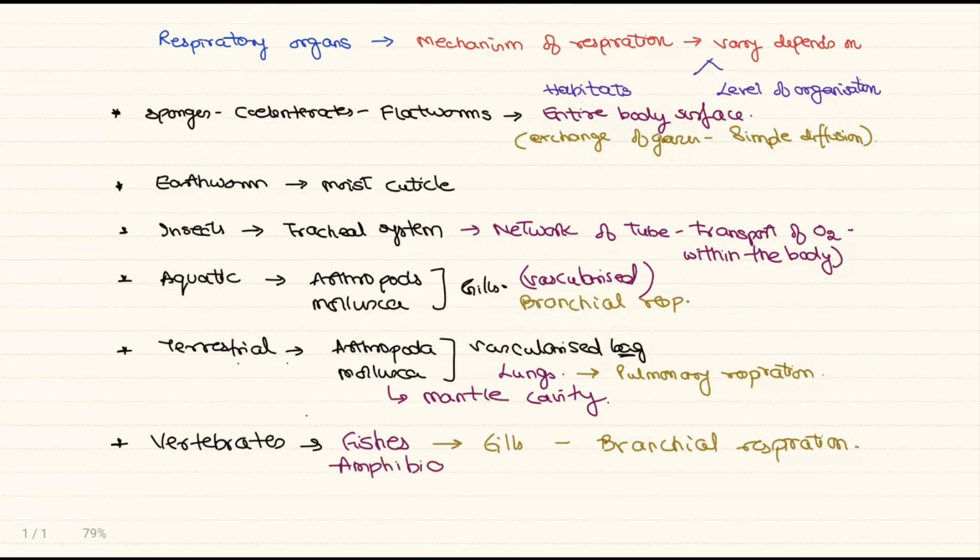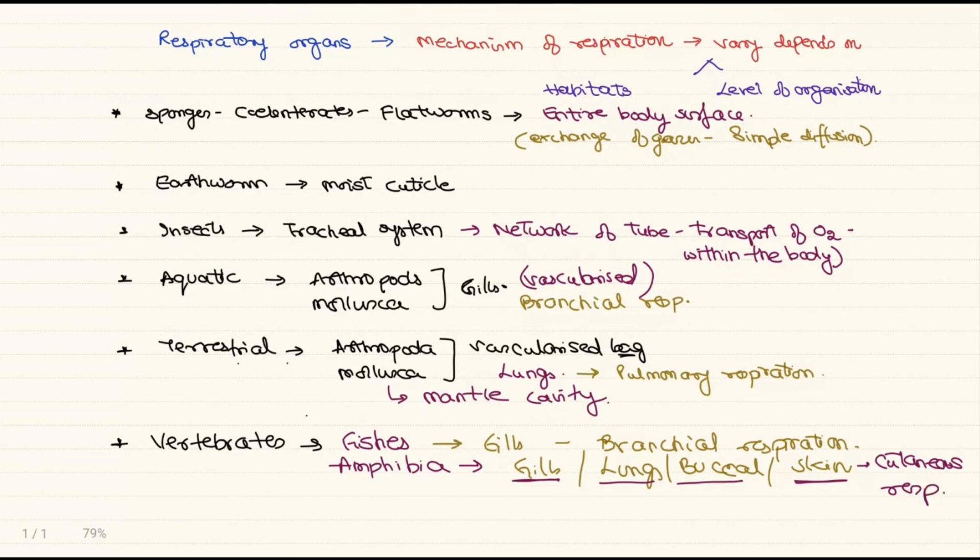The class Amphibia is slightly different. The aquatic forms have gills, the adult forms have lungs. In the frog, the buccal cavity will also help in the respiration, and one of the most common respiratory structures is the skin. So respiration by gills is called branchial, lungs is called pulmonary, buccal is called buccal respiration, and I think you remember, skin is called cutaneous respiration.